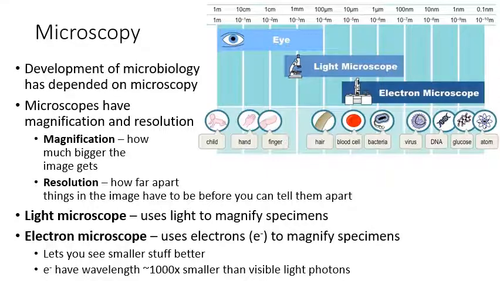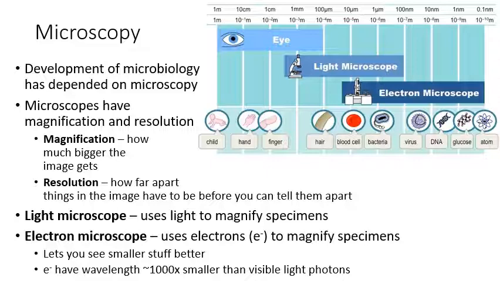You have two basic types of microscopes. First, you have the light microscope that was developed first, and then more recently, we invented the electron microscope. The light microscope is using light to magnify the image, and the electron microscope is using electrons to magnify the image. And that's the main difference. And electrons are abbreviated as e-.